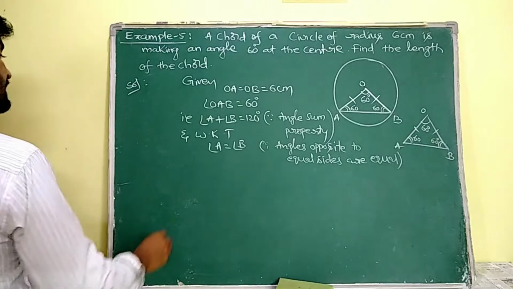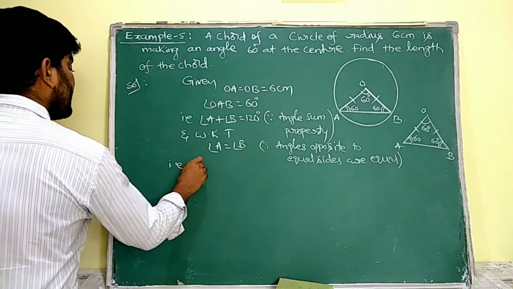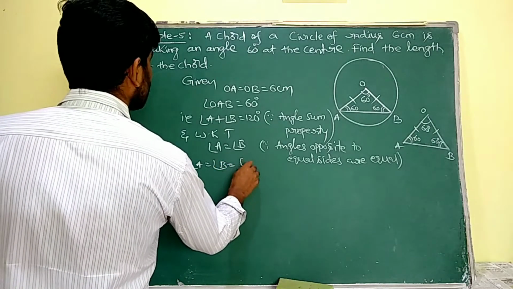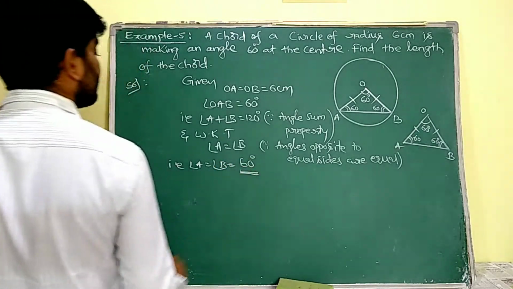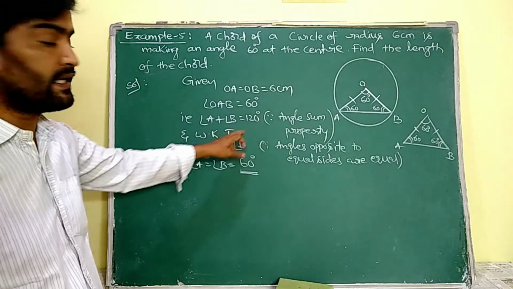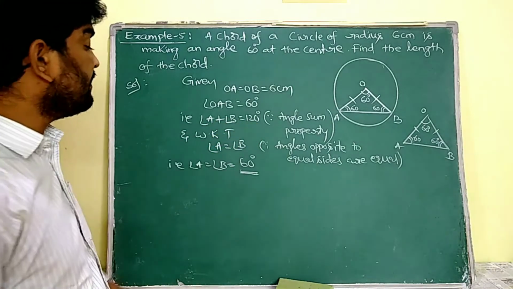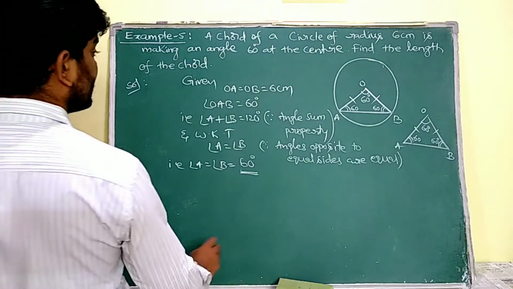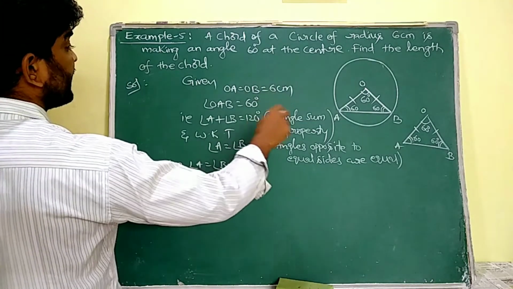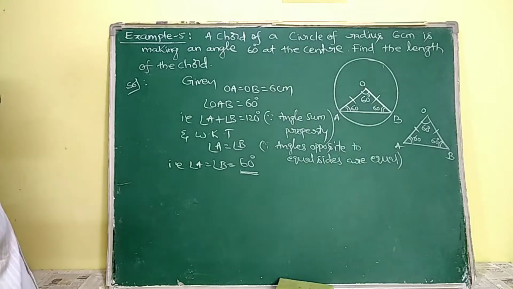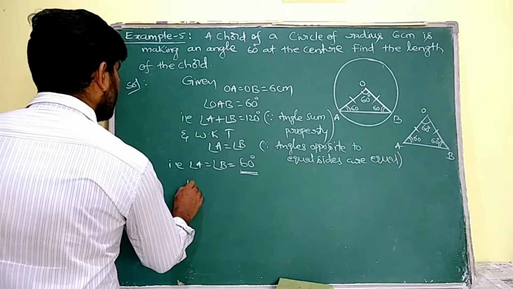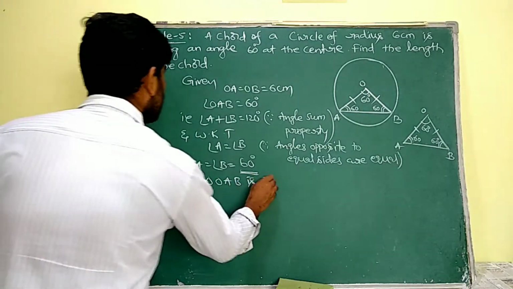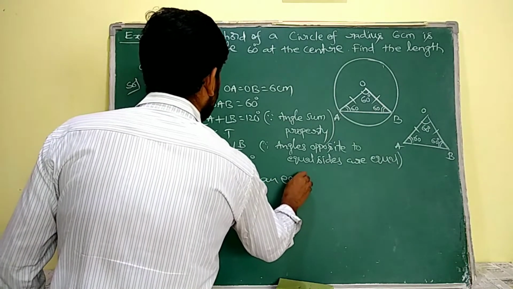That is, angle A is equal to angle B is equal to 60 degrees. Why? Because angle A plus angle B is 120 degrees and angle A and angle B are the same. So angle A is equal to angle B is equal to 60 degrees. So if OAB is an equilateral triangle, then all its sides are the same, no? That is, triangle OAB is an equilateral triangle.